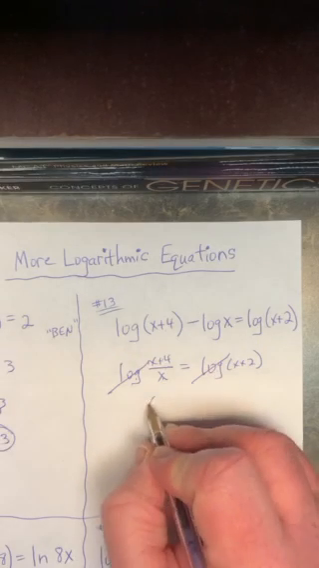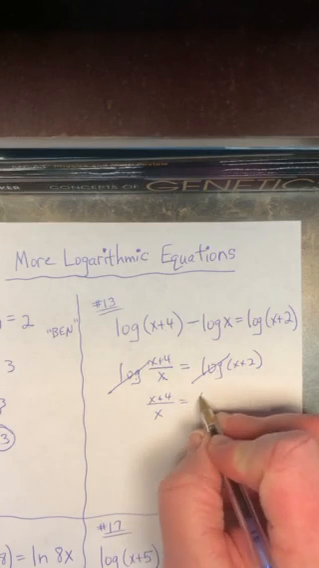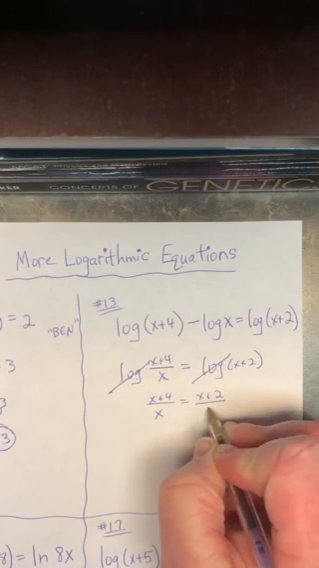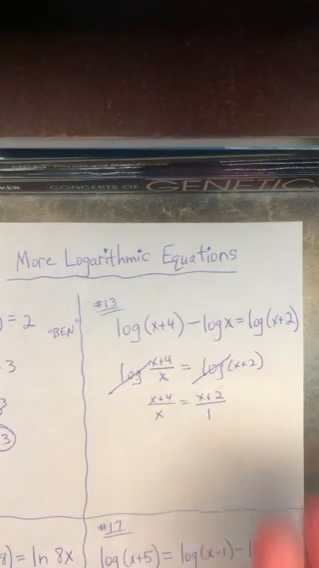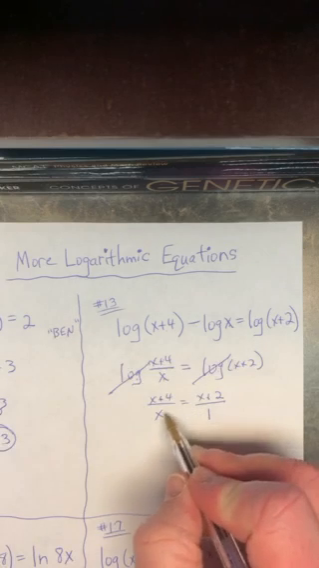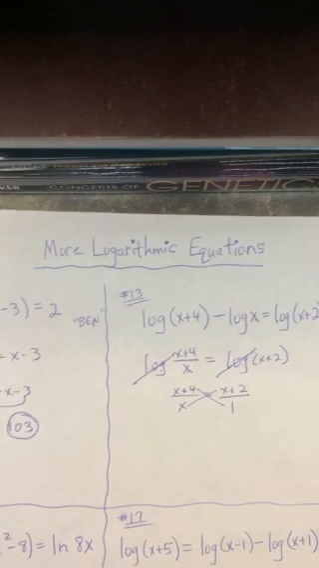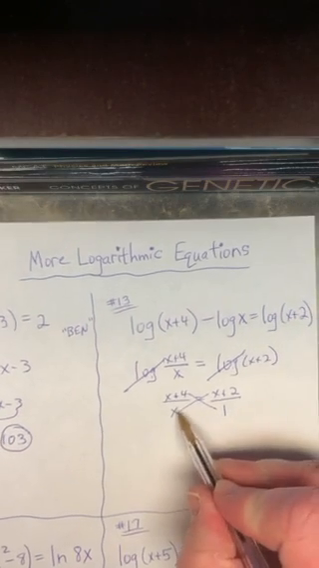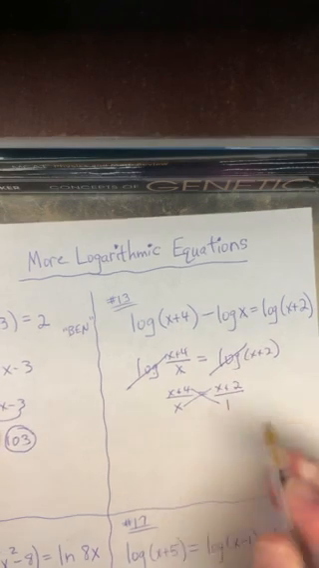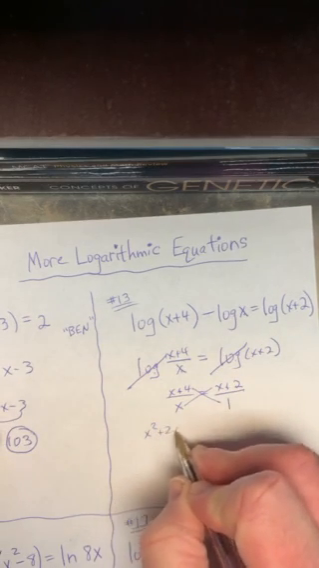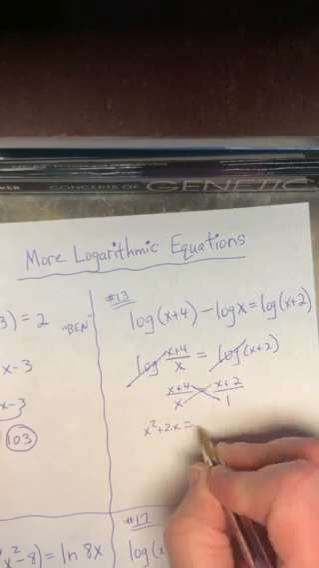So really, you've got (x + 4)/x on the left equals (x + 2), which is understood to be over 1 on the right. Of course, I'm pointing that out because I've created a proportion, and now I'm going to cross multiply to solve my equation. So if I take x times (x + 2), careful, I'm distributing the x. Do you agree that's x squared plus 2x equals, what's 1 times (x + 4)?